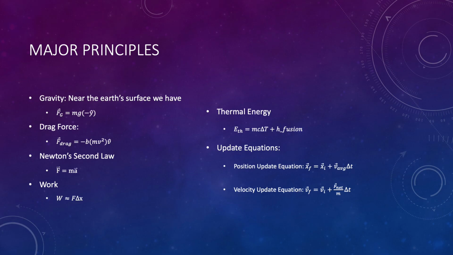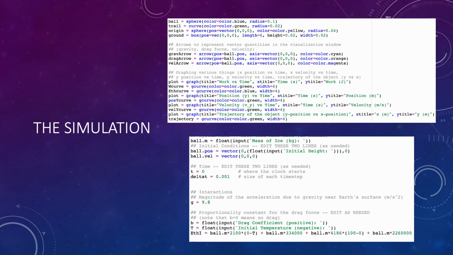So let's look at these major principles. We've got gravity near the surface of the Earth, we've got our drag force, Newton's second law, work, which we're approximating to be F delta t, and thermal energy, which we are accounting for the heat of fusion, which is the heat given off or required to undergo a phase change. And we've got our update equations, which are pretty standard at this point. So let's look at the simulation.